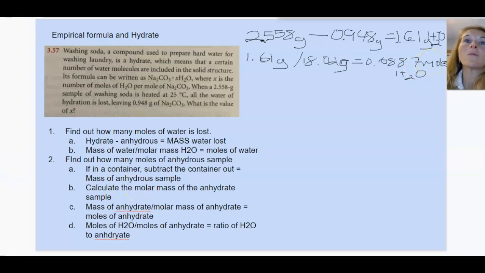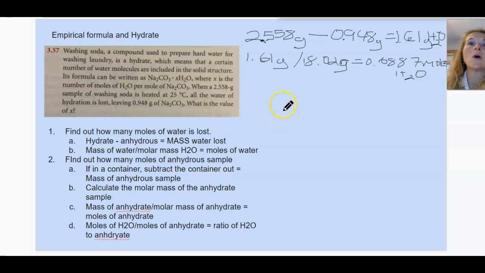Next up, we want to find out how many moles of anhydrous sample we have. If the weight includes a container, if it's saying the sample inside the container weighs such an amount, now we want to subtract the amount of the container out because we're not going to include it in calculating moles, right? It doesn't matter for finding out how much water is lost because the container would be in both the hydrate and anhydrous samples. But if we do have a container, now we do want to subtract that out.